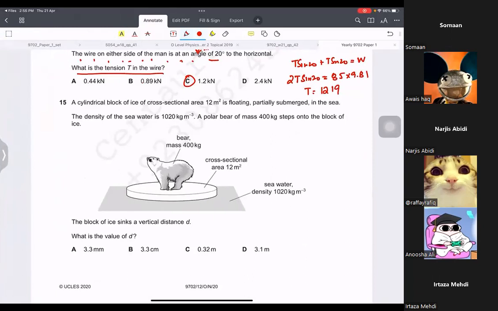And the block of ice sinks in a vertical distance d. What is the value? Oh wow. This is something. This is a good question now. The reason why it should sink is that if the weight is down, the upthrust should be equal to the weight. So first of all, 400 times 9.81 is equal to upthrust, and upthrust is density times g times delta V.